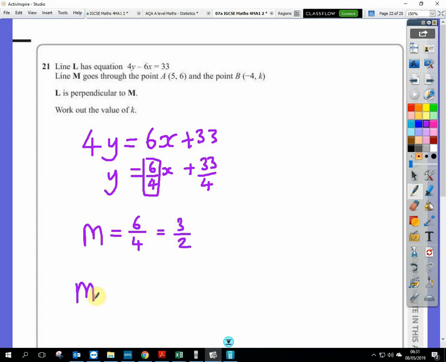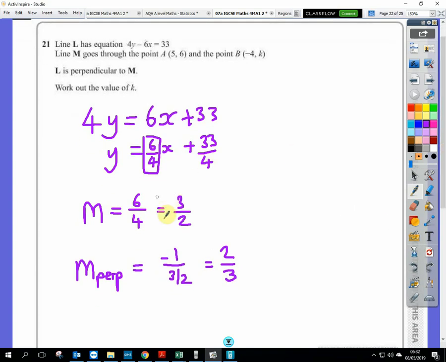That means the gradient of the perpendicular is minus 1 divided by 3 over 2, which is 2 over 3. Some people say you flip it and change the sign, the negative reciprocal. Oops, I've missed out minus there. So the gradient is minus 2/3. That's the gradient of the perpendicular. Now, line M is perpendicular to line L, so now I know the gradient of line M. Because it's perpendicular, it should be negative 2/3.